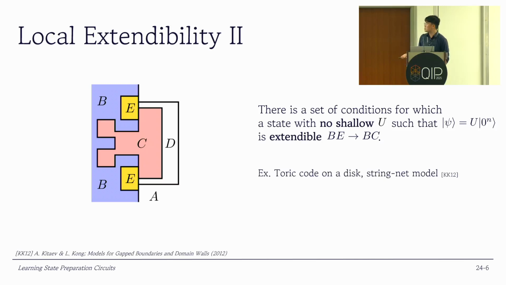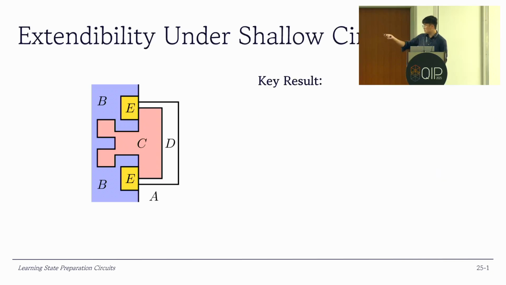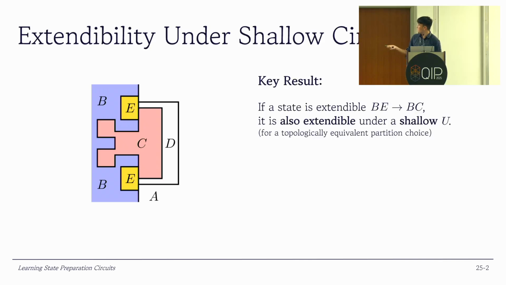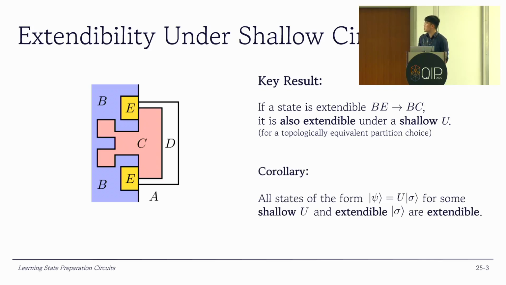And if those conditions do work, as we confirm in our paper for these two examples, and according to a previous known result, the key result is that if a state is extendable from B to BC, it also is extendable again under a shallow U. So basically, it's very similar to the first version of applying a shallow U, but with a different partition shape. So once again, even if it's not the all zeros or even a product state as sigma, we are still able to maintain extendability under a shallow depth unitary for these kinds of states as well.